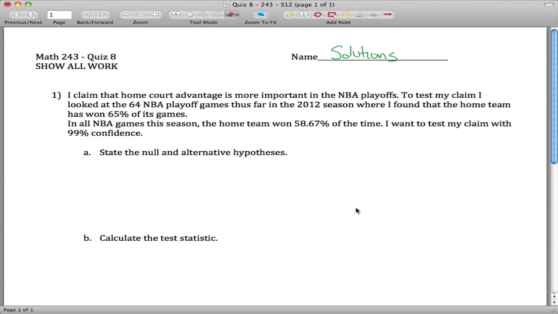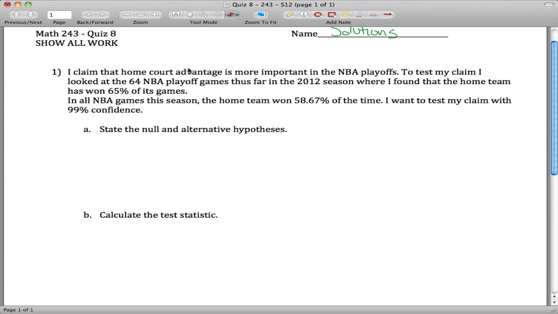Solutions to quiz 8 for Math 243. Hypothesis testing, proportion hypothesis testing. I claim that home court advantage is more important. That'll be key. One-tailed test in the NBA playoffs.